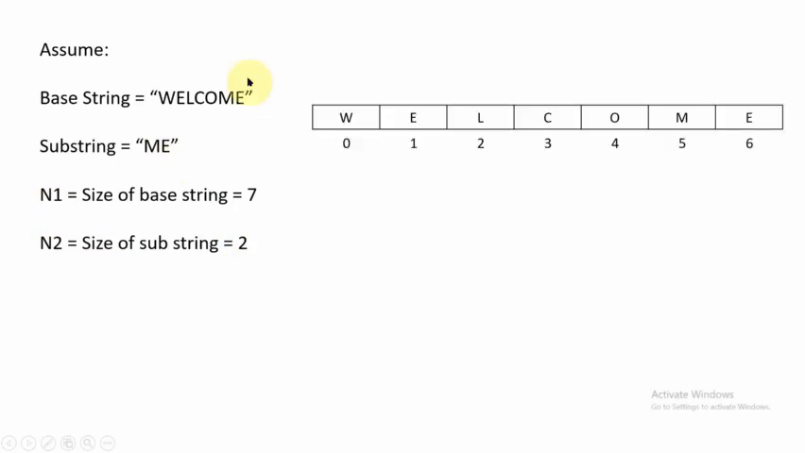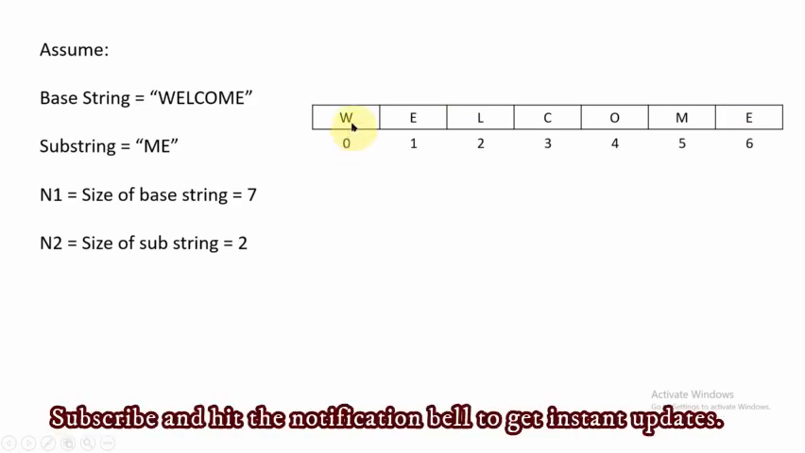So for that I am assuming the base string as welcome, and then I am going to search a substring me in it. The length of the main string, n1, is 7 in our case, and the length of the substring is n2, that is 2. If you consider the base string here, the index starts with 0, that means at index 0 we have W as a character, and at index 6 we have E as a character.